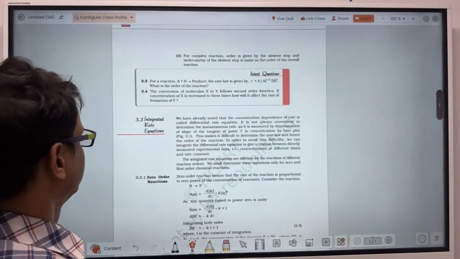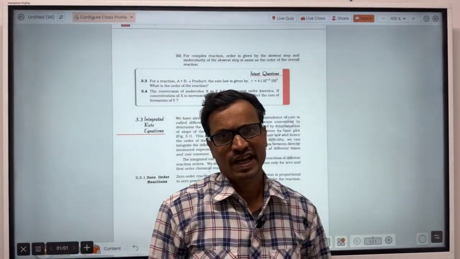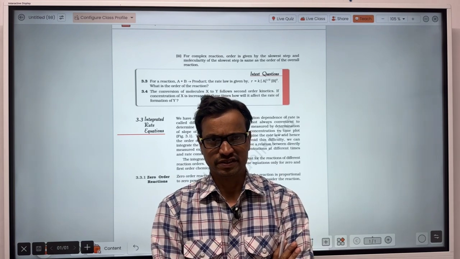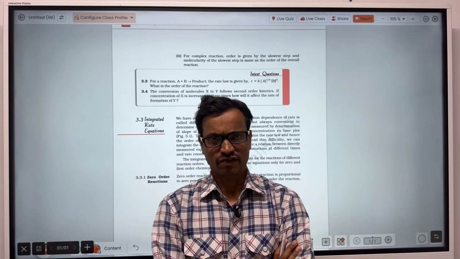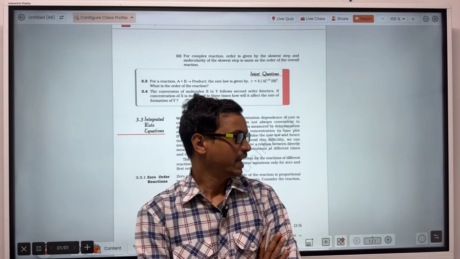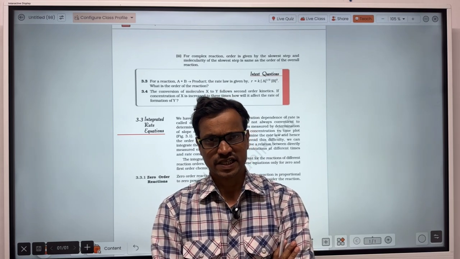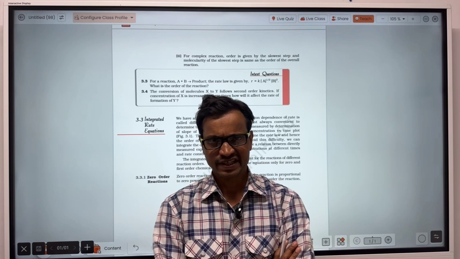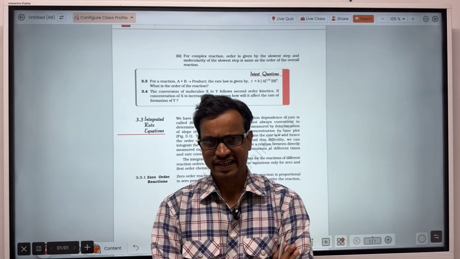So when you write the answer to the question on the difference between molecularity of reaction and order of reaction, you will have to divide the page in two parts. The first point will be the definition, and the second, that molecularity of reaction is applicable for only elementary reactions, and order of reaction is applicable for elementary reactions as well as for complex reactions.